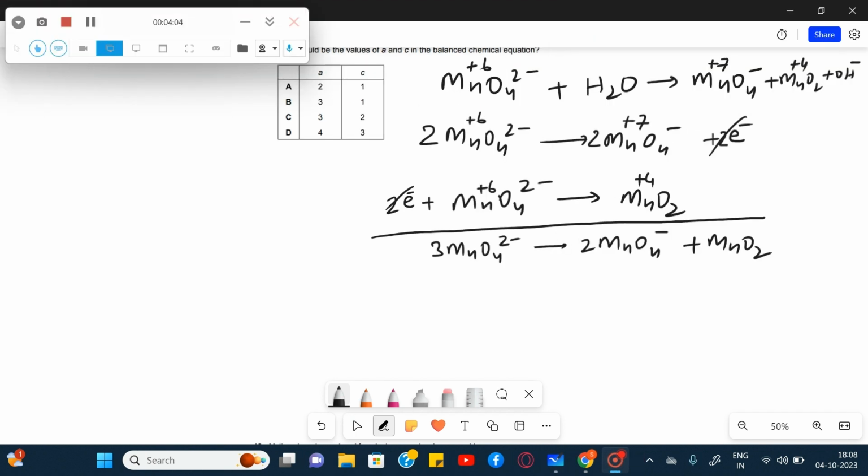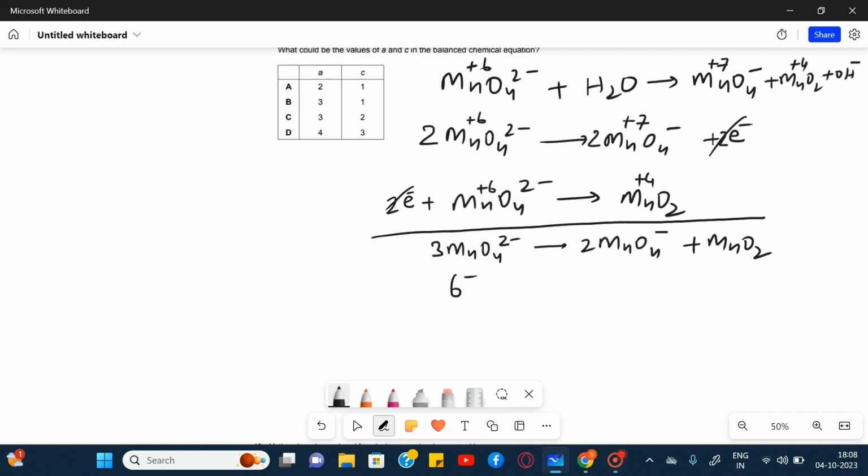Now we can balance the charges. On the reactant side, there is 3 times 2 minus, that is 6 minus. On the product side, this is 2 times -1, that is 2 minus. We need to balance the total charges, and for that we can add OH minus. So 6 on this side, 2 on this side, that means we need 4 OH minus. Now minus 4 and minus 2 will give you 6, so the charges are balanced.